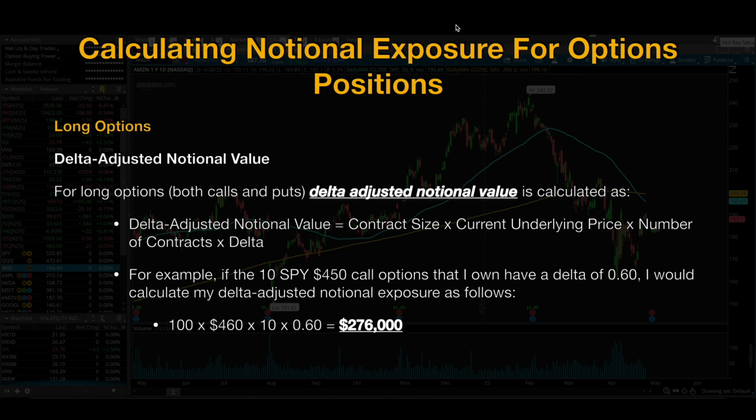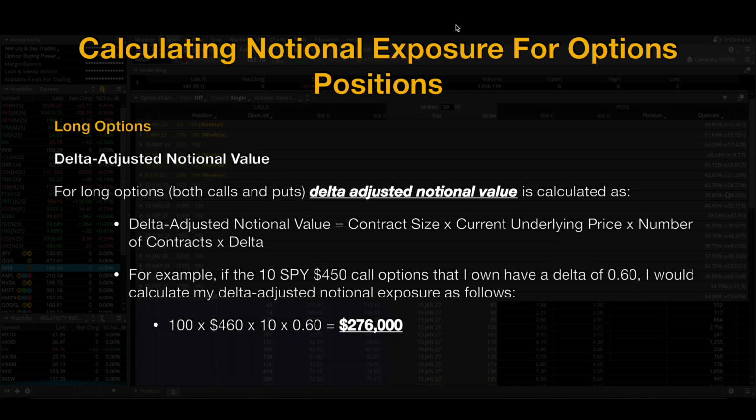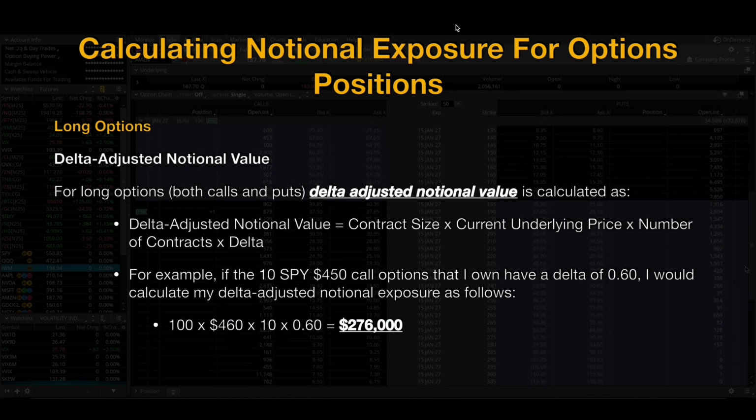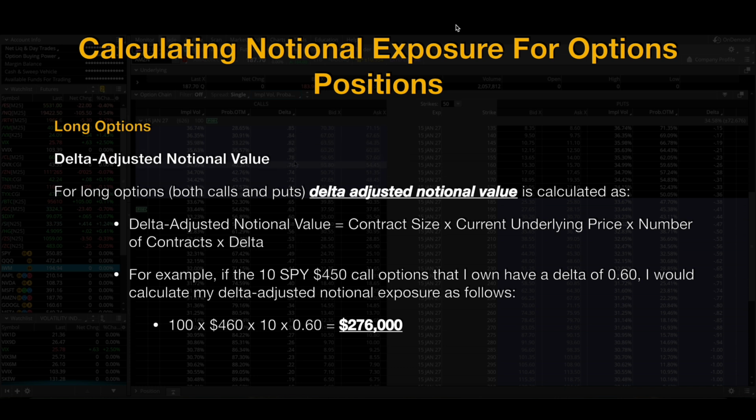The contract size is 100, and in this case, the current underlying price is 460. I own 10 SPY call options, so I'd multiply by 10, and I'd multiply that times 0.60, which is the delta of those options. And this gives me a notional exposure of $276,000. So you can see that this notional exposure is considerably less than the $450,000 from the full notional value calculation.